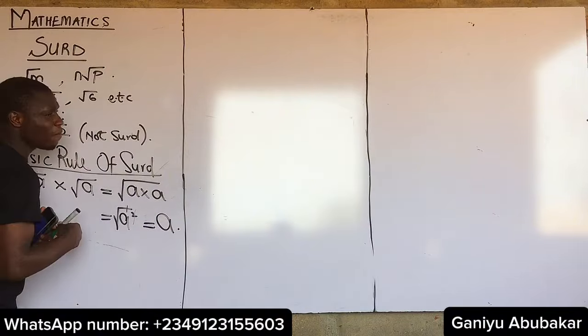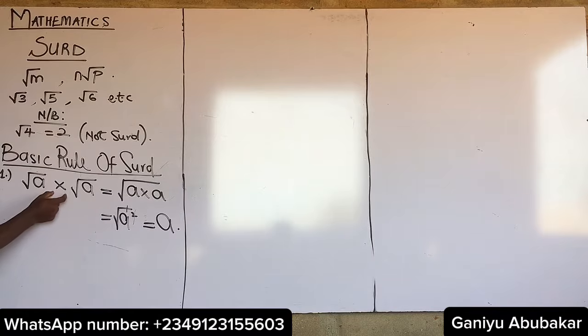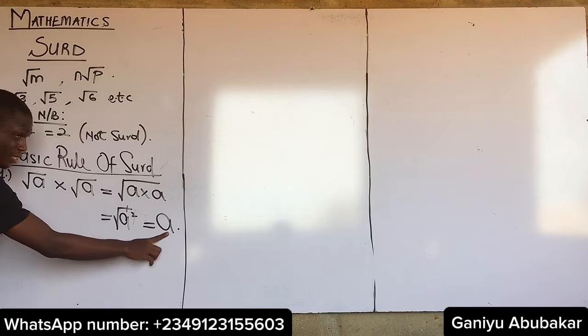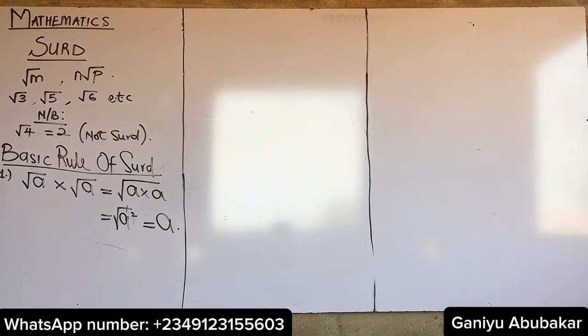So this means that if I'm having a square root of something multiplying the square root of that same thing, my answer becomes that thing. Let's take an example to further explain this rule.